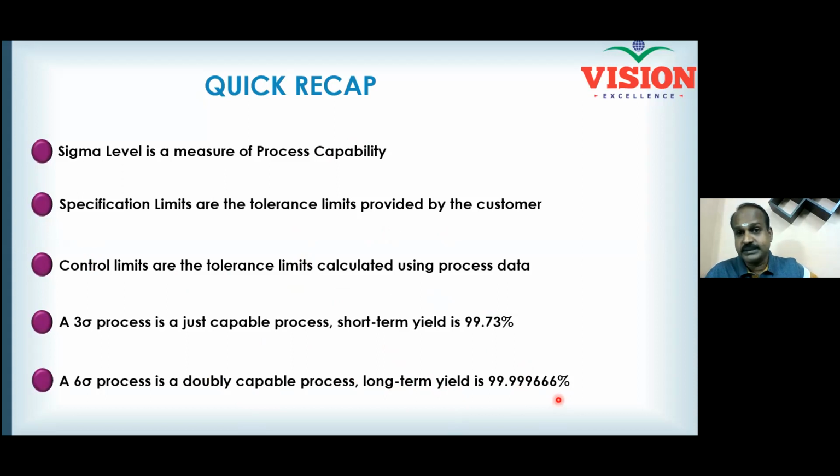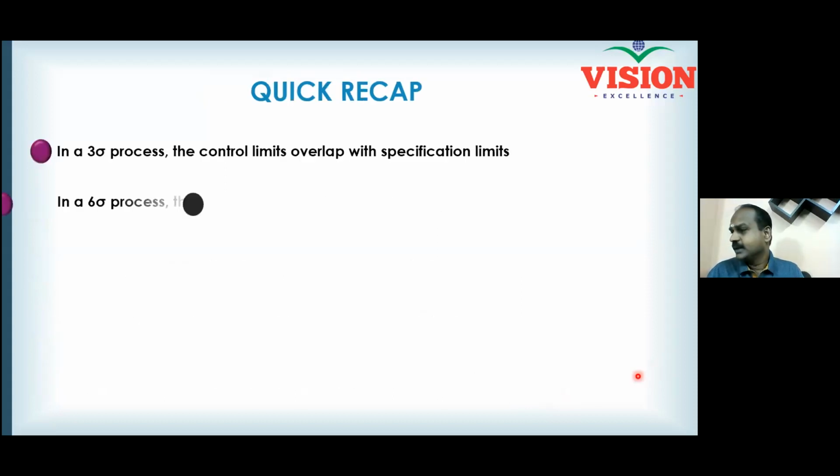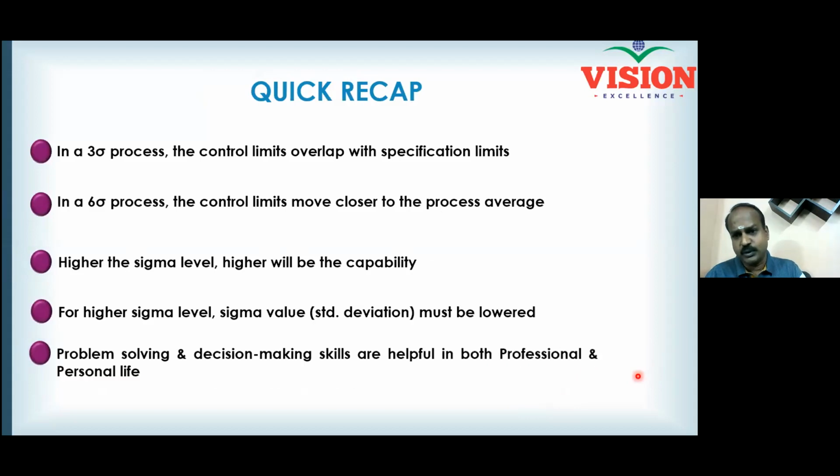99.997%. That means it accommodates even a 1.5 Sigma shift, and it is statistically understood, right, that a process in the short term will shift by an amount equal to the long term, and that is why we calculated this value by deducting 1.5 from the Z score of 6. Right? A 3 Sigma process control limit will overlap with the specification limit. However, in a 6 Sigma process, the control limit is pushed further inside and towards the center, right?